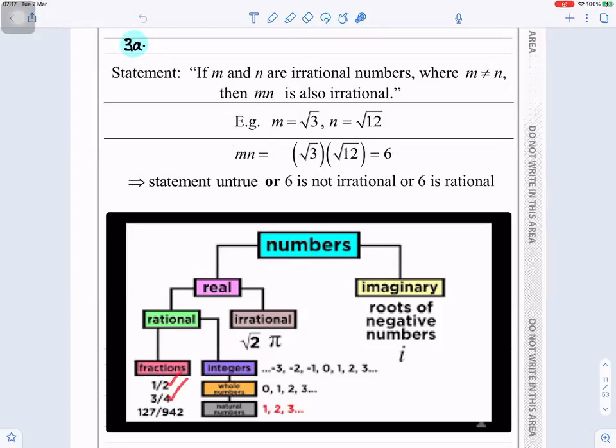Fractions would be like a half, 3 over 4. Integers would be minus 3, minus 2, minus 1, 0, 1, 2, 3. And then after that, you could divide integers. Integers will have just whole numbers, like 0, 1, 2, 3. And then after that, we can have natural numbers. That's the numbers we count, 1, 2, 3, 4, 5. This is all just other subdivisions, but it gives you an idea how you divide numbers. Real, imaginary. You use imaginary for those who do further maths. Under the real, there's rational, irrational.